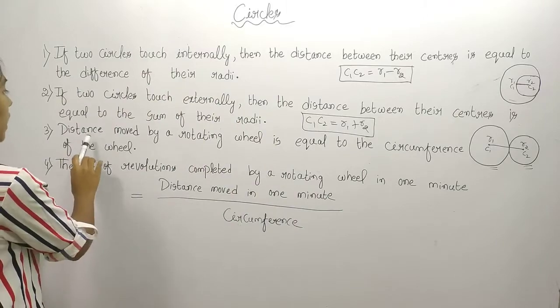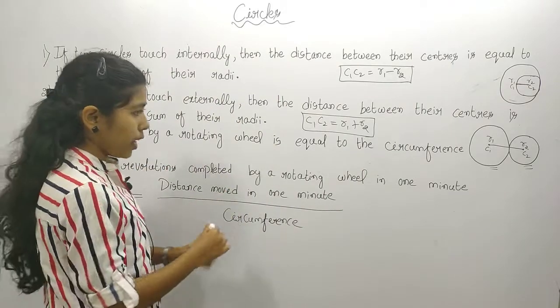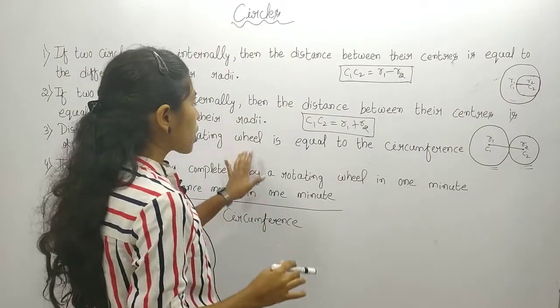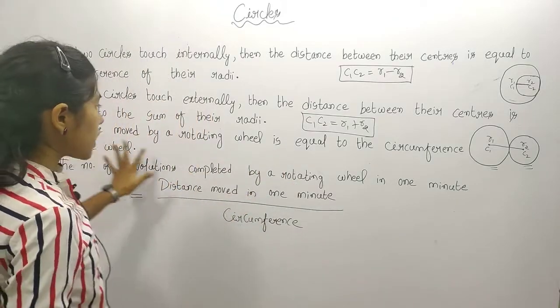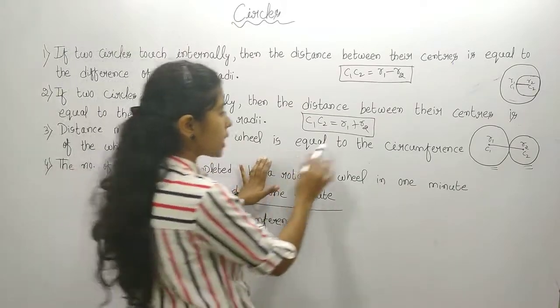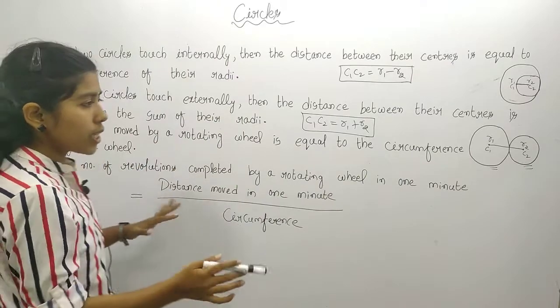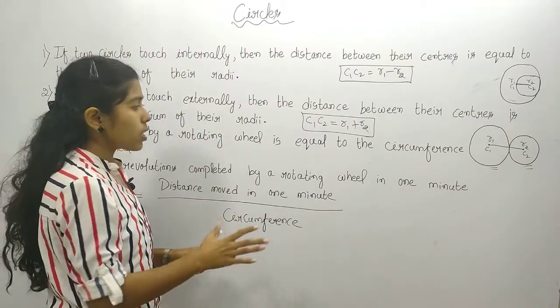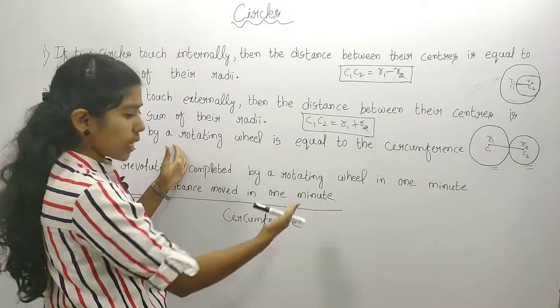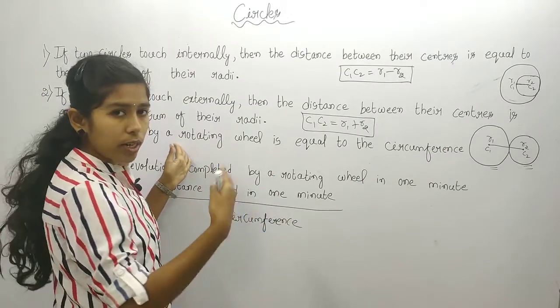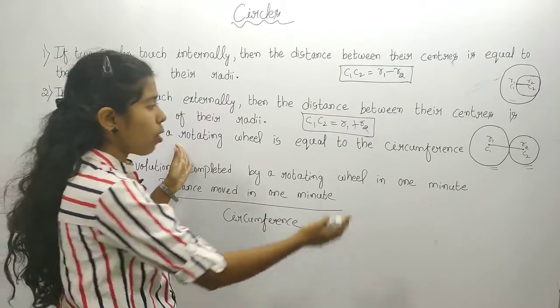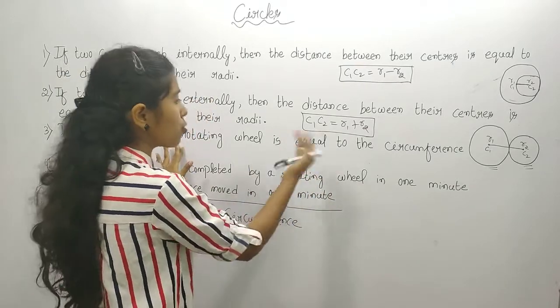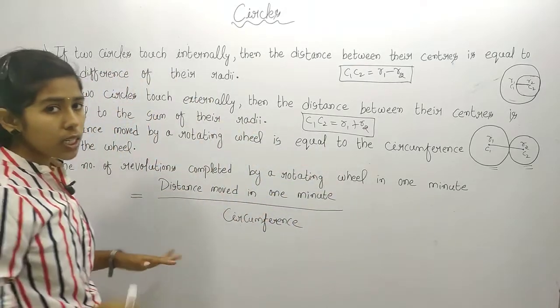Next, distance moved by a rotating wheel. Wheel means circle. So the distance moved by a rotating wheel is equal to the circumference of the wheel. The wheel is rotating, and the wheel is a circle. So how much distance will it cover? It is equal to the circumference of the circle.